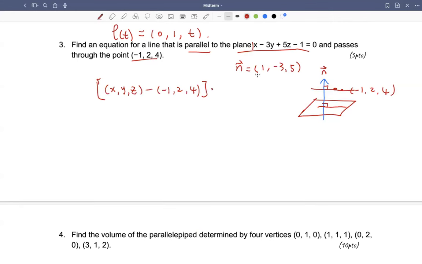Then the dot product of this with this normal vector, 1, negative 3, 5, is 0. So just do some calculation. x minus negative 1 becomes x plus 1, then y minus 2, z minus 4. The dot product with 1, negative 3, and 5 equals 0.